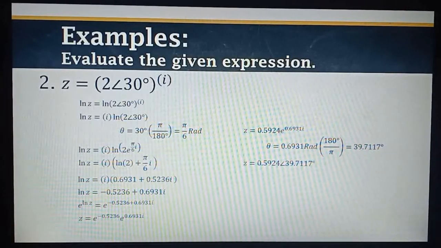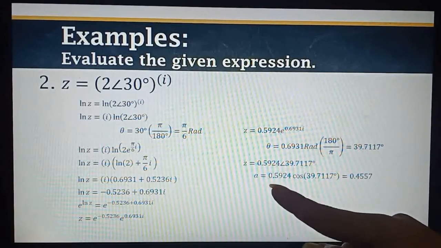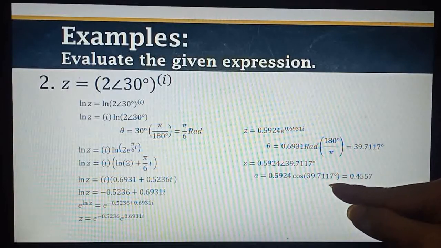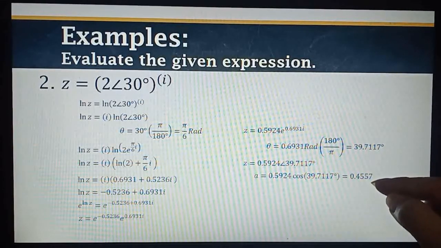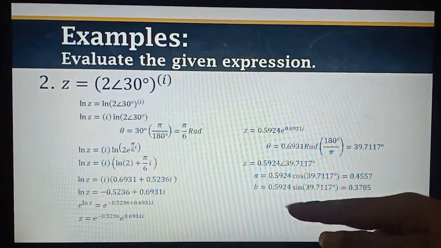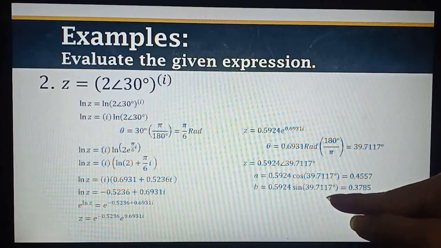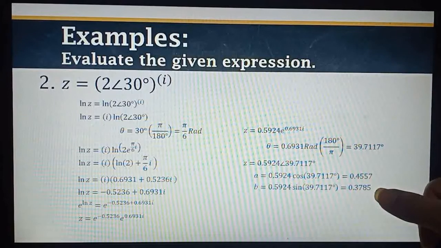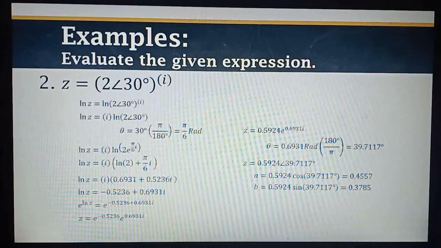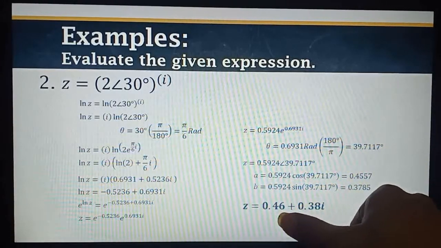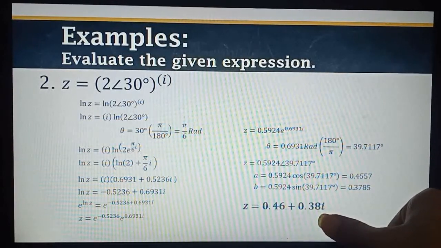So all we need to do is to find the value of A and B para mahanap natin yung rectangular equivalent ng equation. So finding A, you will have 0.5924 cosine of 39.7117. That is equivalent to 0.4557. Then for the B, that is 0.5924 sine of 39.7117. That is equivalent to 0.3785. So our rectangular value for the equation given, that is 0.46 plus 0.38i.